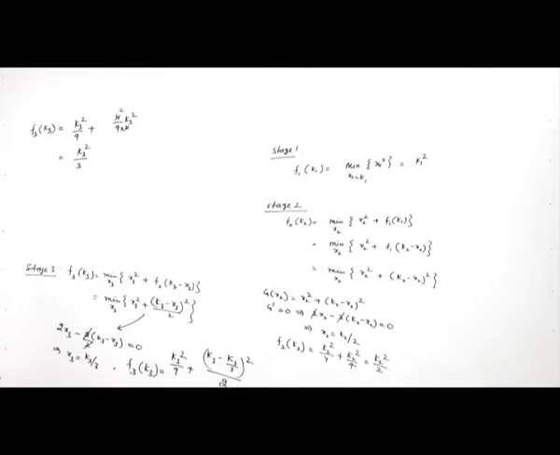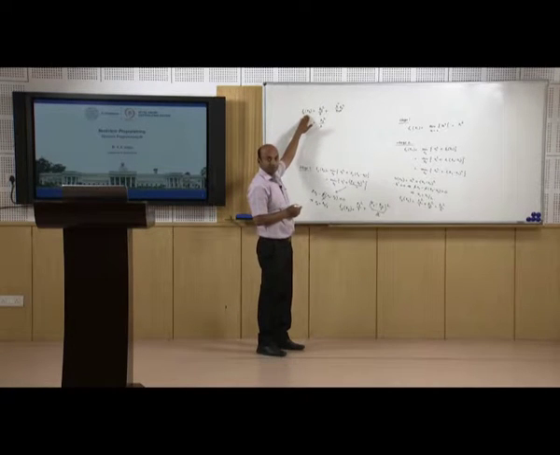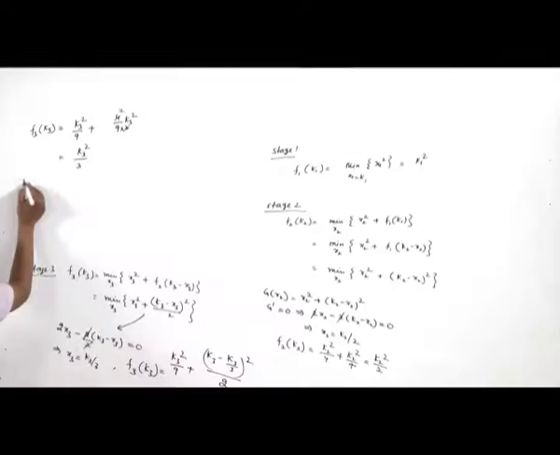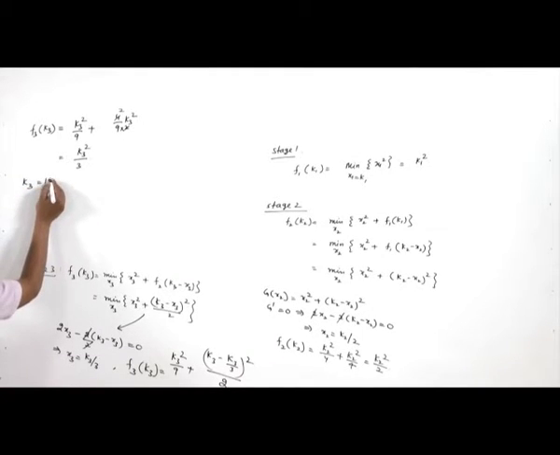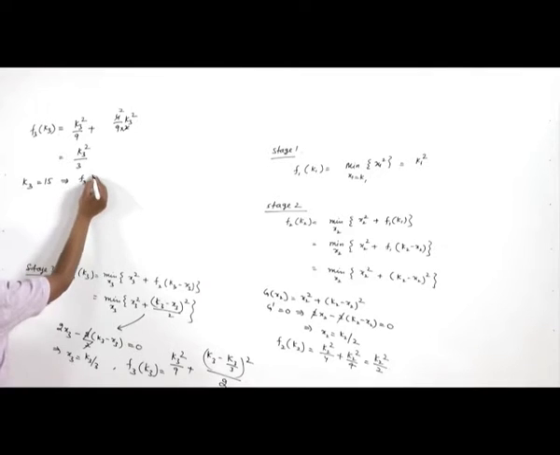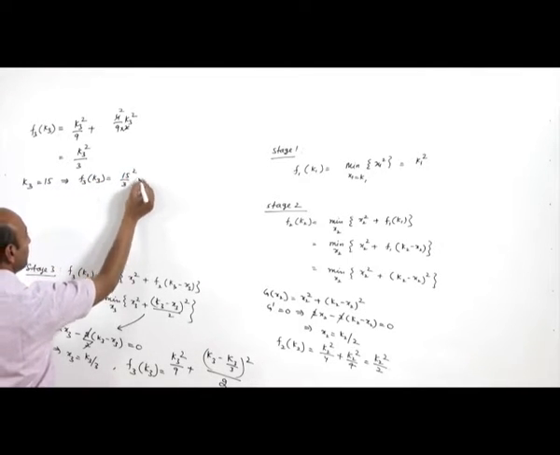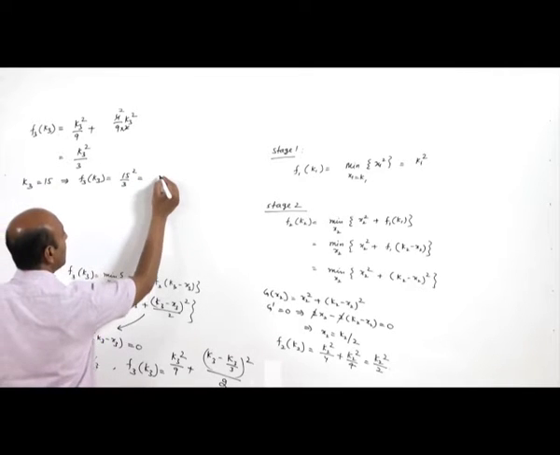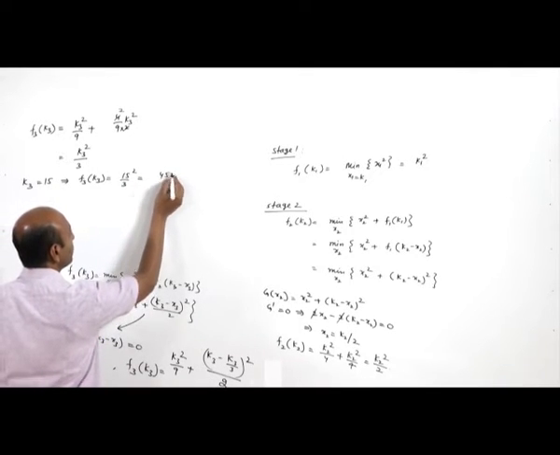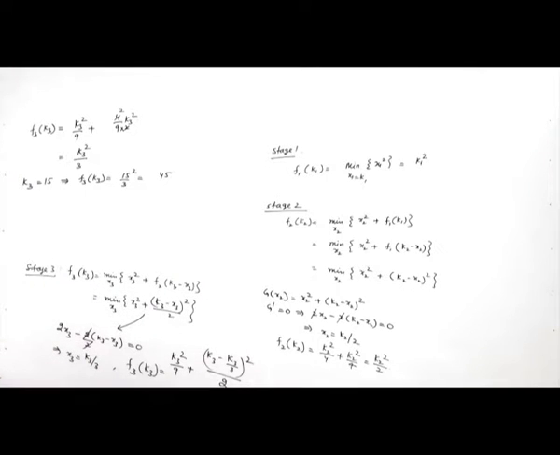Okay. Now, what is k3? This is the minimum value of this objective function z. Now, what is k3? k3 is 15. Okay. So, this implies f3(k3) will be 15 square upon 3, which is 45. So, this is the minimum value of the objective function.